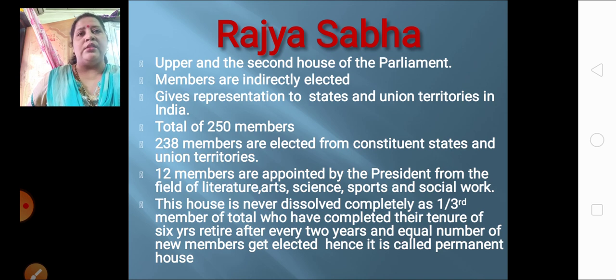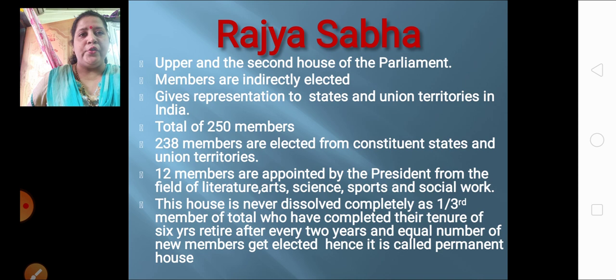Total of 250 members. How only 238 then? Let's see, where are those 12 members from? Those 12 members are appointed by the president. Again, the role of the president is over here. Now, from where does the president appoint these 12 members? From various special fields, the special fields of literature, arts, science, sports, social work. From these fields, these 12 members are selected by the president.